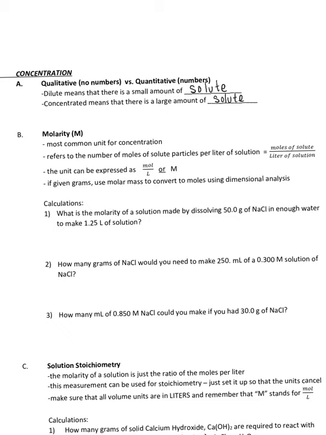So if you remember in the lab, sometimes you'd see a number 6 and then a capital M. That means 6 molar is how we say it for short. 6 molar solution. That means its molarity is 6. That means 6 moles of solute per liter of solution. A lot of times we're given grams, so you'd need to use molar mass to convert to moles using dimensional analysis.